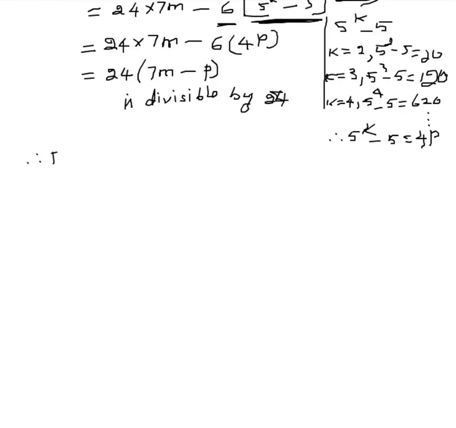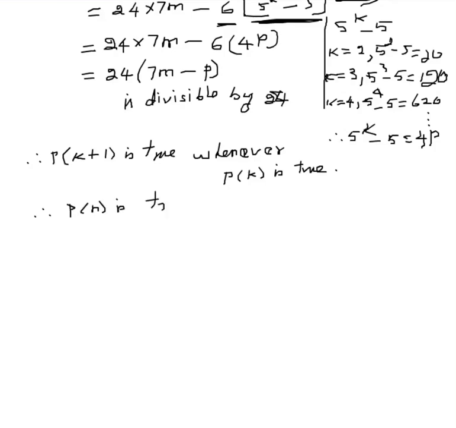Therefore, p of k plus 1 is true whenever p of k is true. Therefore, the given statement p of n is true for all n belonging to capital N.